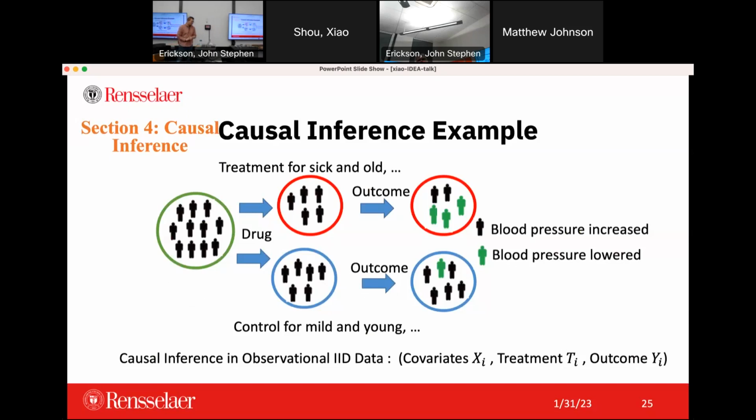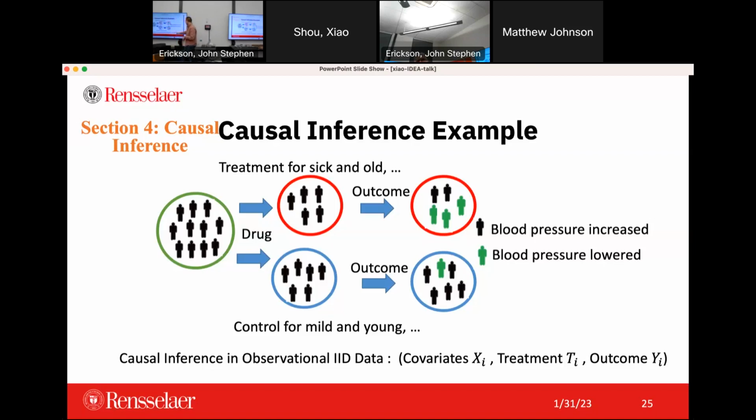Okay, this is the last part. Causal inference example. We should be fairly familiar with this topic. So we have a group of people, maybe some of them are taking this drug, and the other group is not. And there are different outcomes. Maybe in this group more people have their blood pressure increased or decreased, right? And this group will have different outcomes.